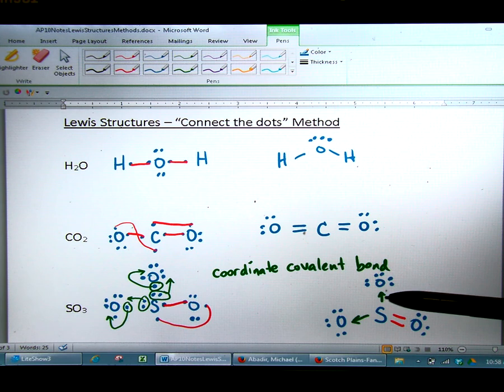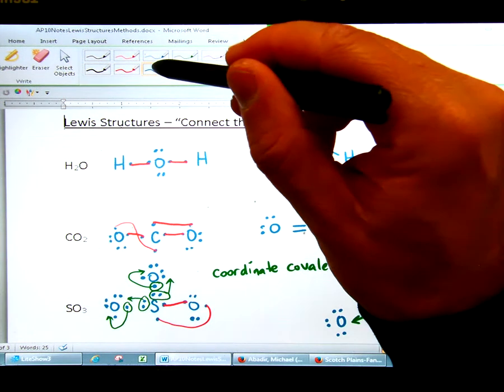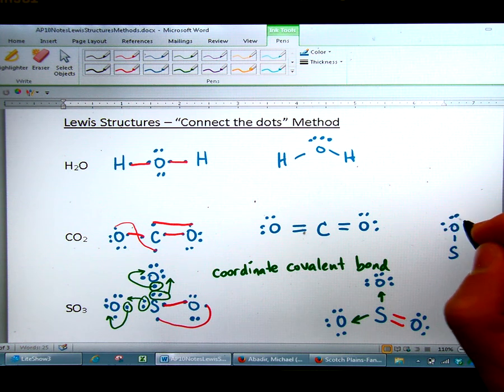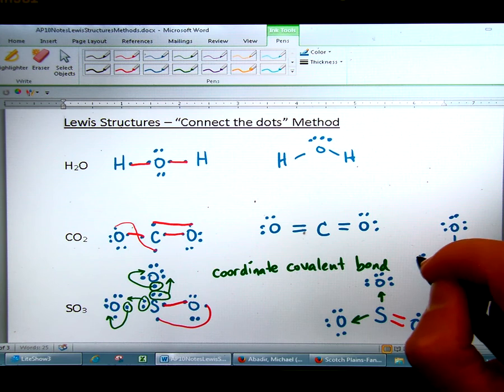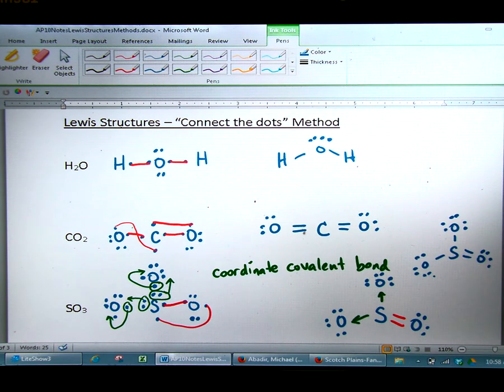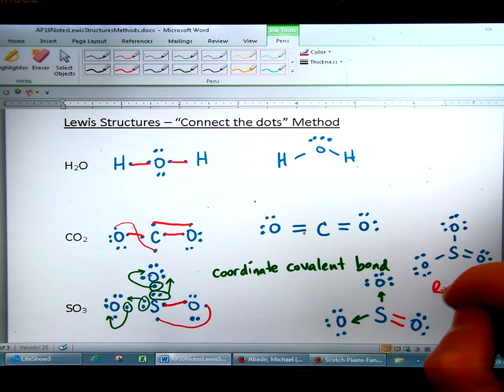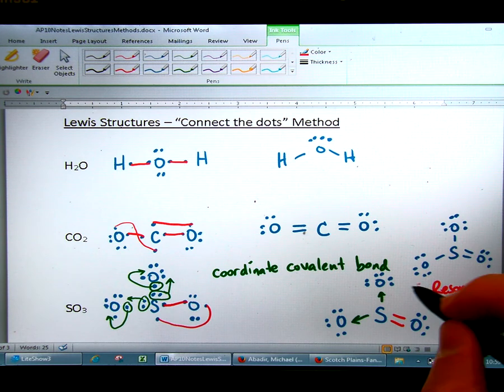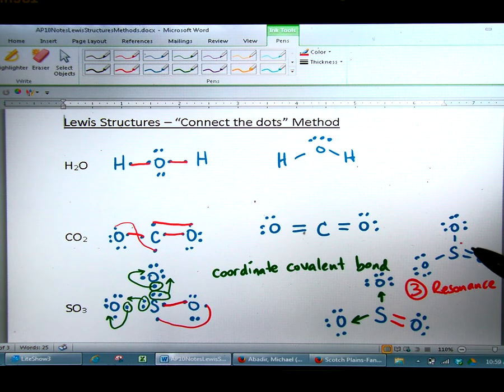Now, even if you don't draw the final answer with coordinates, you could just draw single lines, and it's fine. So if you just draw this, there's no problem at all with showing that as your final answer. You don't have to show the arrow at all. And this is an equally valid final structure. And lastly, this also has what we call resonance. And resonance is where you could switch the bonds around without switching the atoms. And resonance happens because this double bond could be on the right or the left or the top. So this has 3 resonance structures that you could use. And this is the connect the dot method.